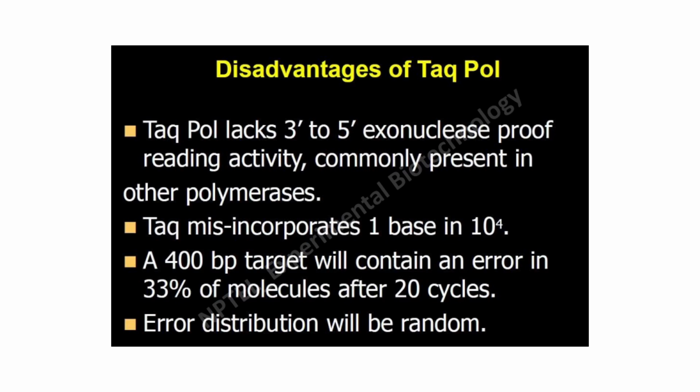But Taq polymerase unfortunately lacks this property. So it has a chance of misincorporating one base in 10 raised to the power 4. So a 400 base pair target will contain an error in 33% of the molecules after 20 cycles. So it's a very high error rate, and this error distribution is very random.